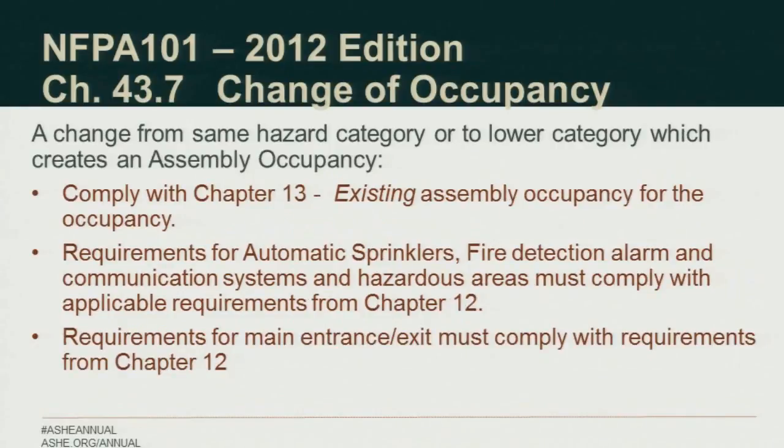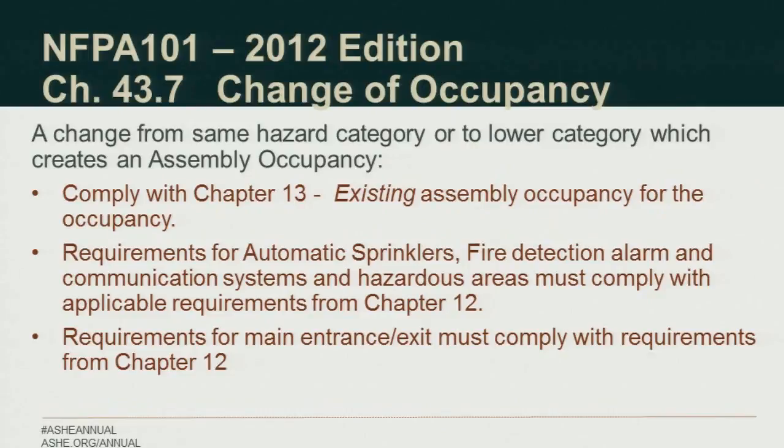A change from the same hazard category to a lower, which includes an assembly occupancy, in the example I just gave you, is basically the same thing. It just adds the requirement that assembly occupancy also has to meet the requirements for the main entrance exit. There are specific requirements that for certain assembly occupancies, you have to meet a certain percentage of your egress capacity through your main entrance exit. So that also comes into play if you have an assembly occupancy in your change.